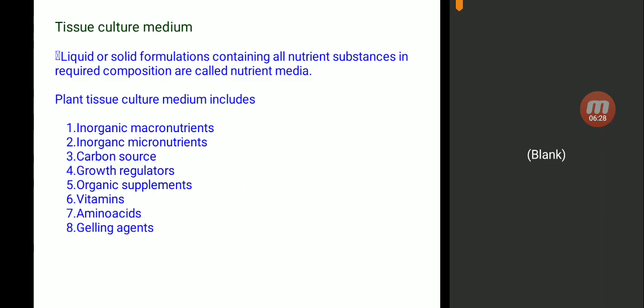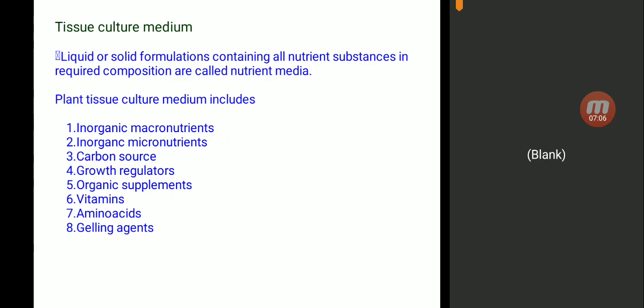As I told in the beginning itself, tissue culture requires a medium as a growth medium, right? Medium is nothing but a supportive area for the growth of the explant, and that includes inorganic nutrients, carbon source, growth regulators, organic supplements, vitamins, amino acids and gelling agents. It can be a liquid medium or a solid medium.